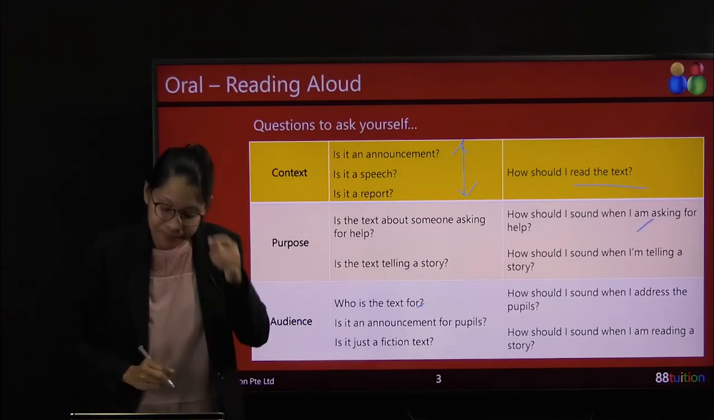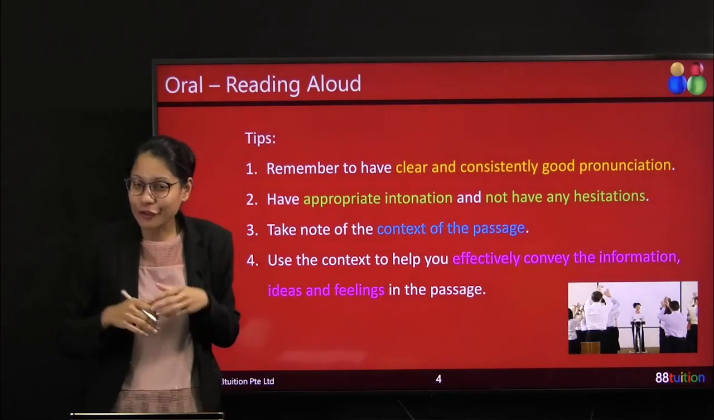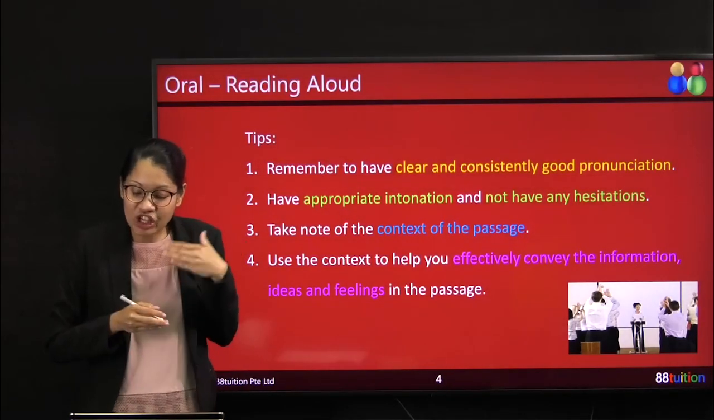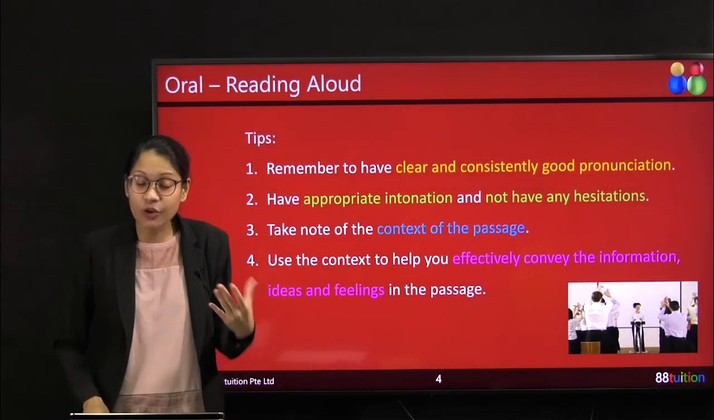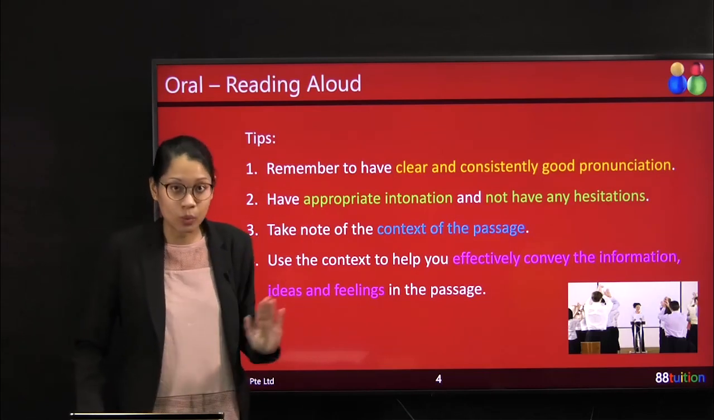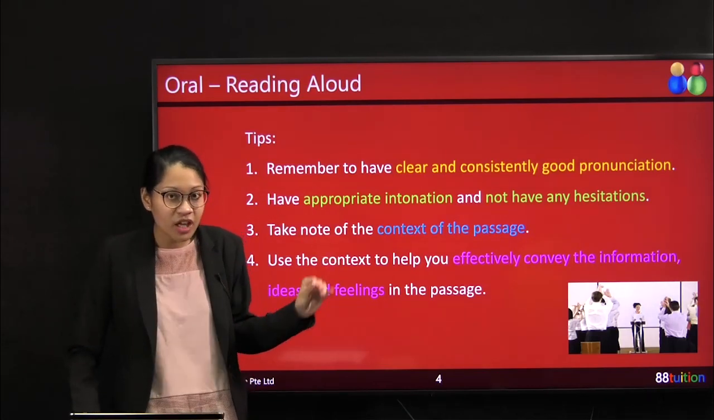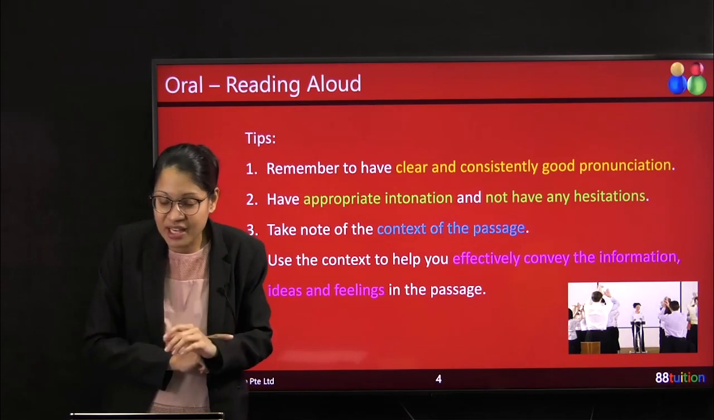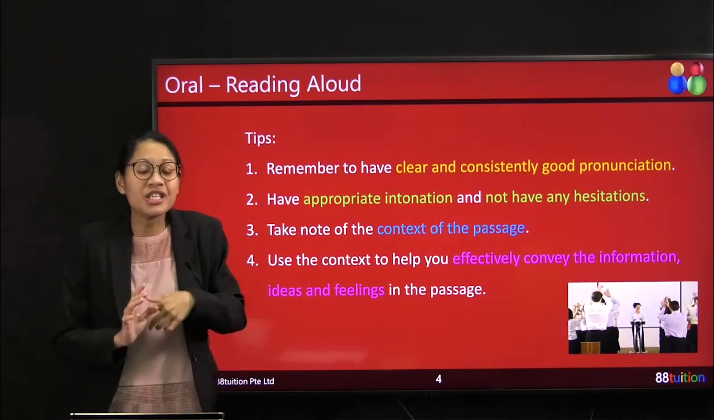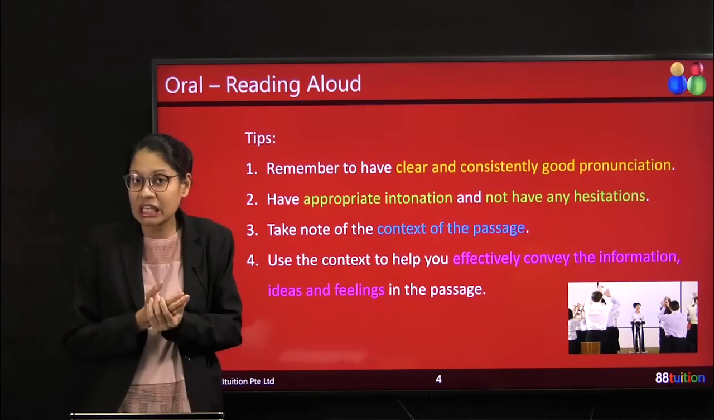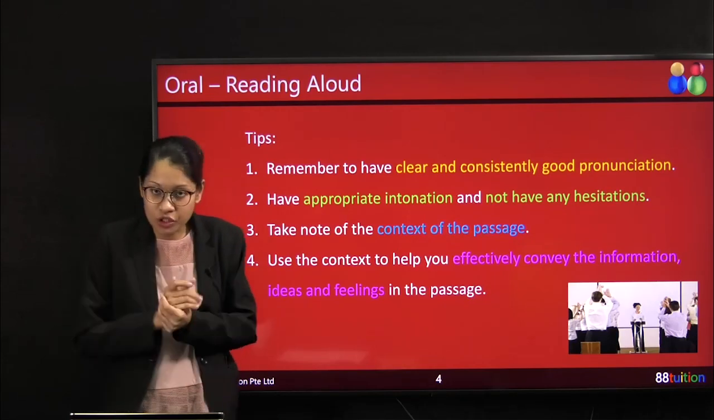Now, final tips before you go in. To have clear and consistently good pronunciation, take your time to read the words. You are in no rush at all. You're not under a timer to finish it in 10 minutes, 5 minutes, etc. Just take your time to pronounce things clearly, to convey your emotions.